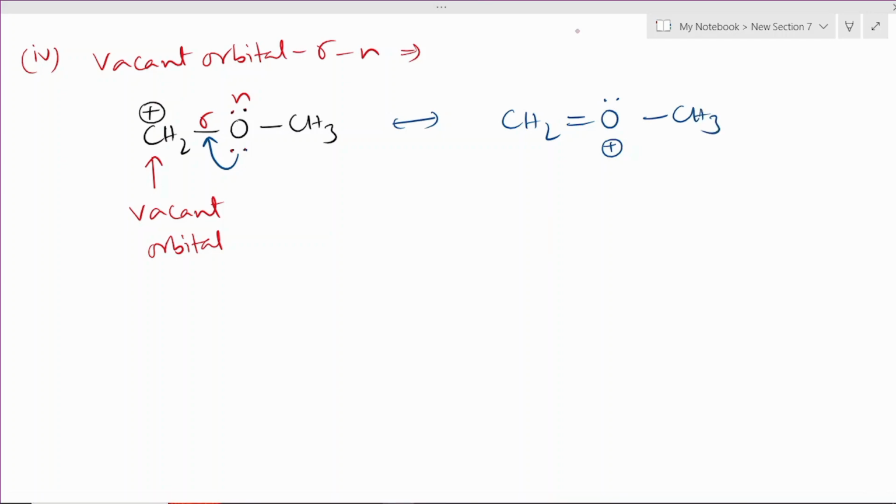We know that atomic oxygen has 6 valence electrons, 1, 2, 3, 4, 5 and 6. But upon resonance we can see that there are 1, 2, 3, 4, 5 electrons. So 1 electron short from the atomic oxygen. That's why this oxygen bears a positive charge. This is one canonical structure and this is two canonical structure.